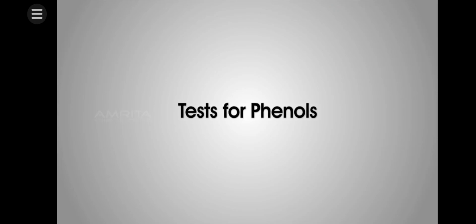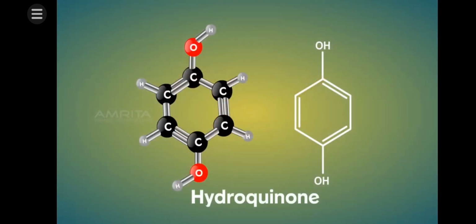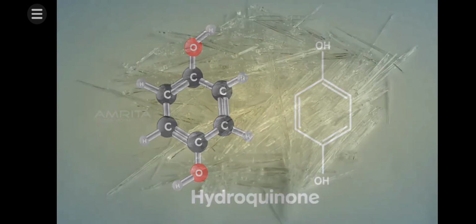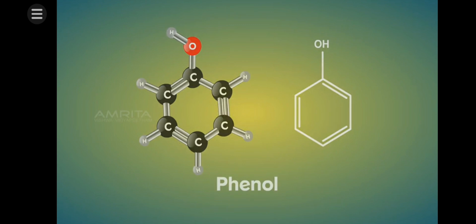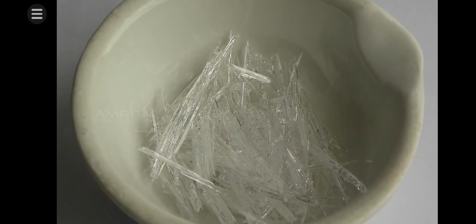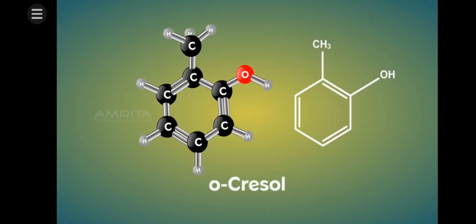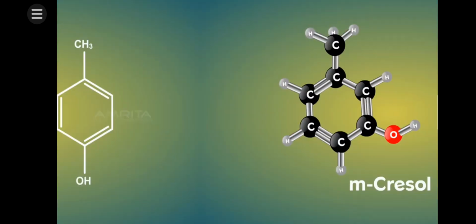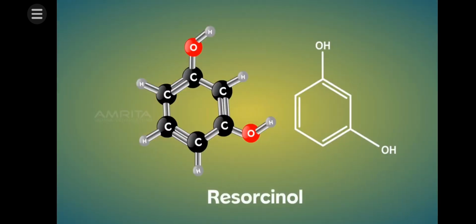Tests for phenols. Phenols are compounds containing one or more hydroxyl groups attached to an aromatic ring. The simplest phenol is carbolic acid, having the formula C6H5OH. It is a white crystalline solid. Other examples are ortho, meta and para cresols, catechol and resorcinol.